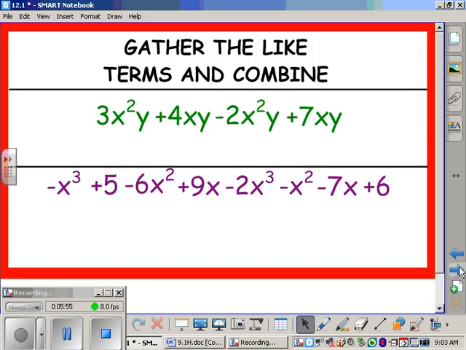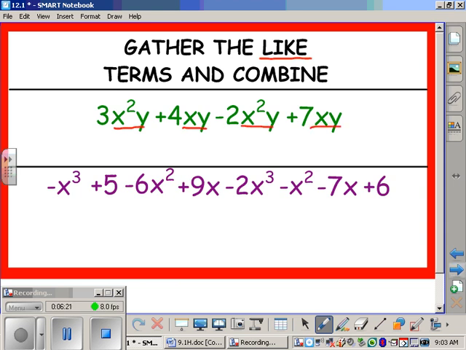Let's take a look at our next page. Here it says gather the like terms and combine. So we've talked about terms, but now we're extending it to like terms. So like terms means if you have, for example, in our green polynomial, we have 4 terms. You want to identify the terms based on their variables.